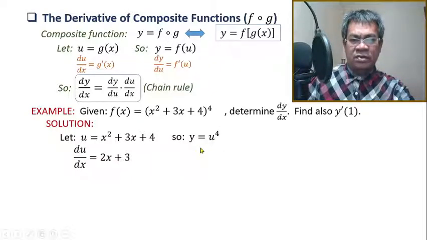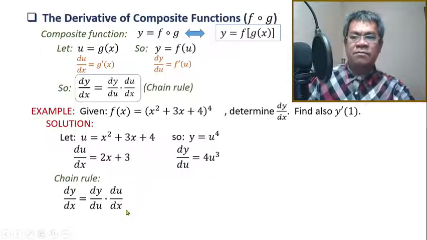So dy/du. Use the power rule again, and this is 4u squared, u cubed. Okay, then chain rule again. Do not forget the chain rule, dy/du times du/dx. So chain rule, because this will be cancelled out. With that, we will replace dy/du, which is this one, and the du/dx, which is 2x plus 3.